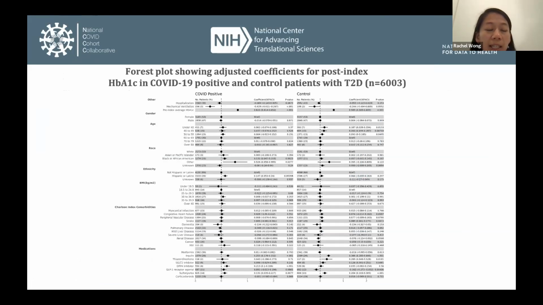These are linear regression analyses showing the adjusted coefficients for post-index hemoglobin A1C in COVID-positive patients on the left and controls on the right. So this was to look at the impact of hospitalization or mechanical ventilation on change in hemoglobin A1C. If you look here at the top, hospitalization did not significantly impact change in hemoglobin A1C, although for mechanical ventilation there was a negative 0.4 percent change in A1C. For the control patients, there's a similar trend where it looks like there may be a decreased hemoglobin A1C after mechanical ventilation, but it was not statistically significant.